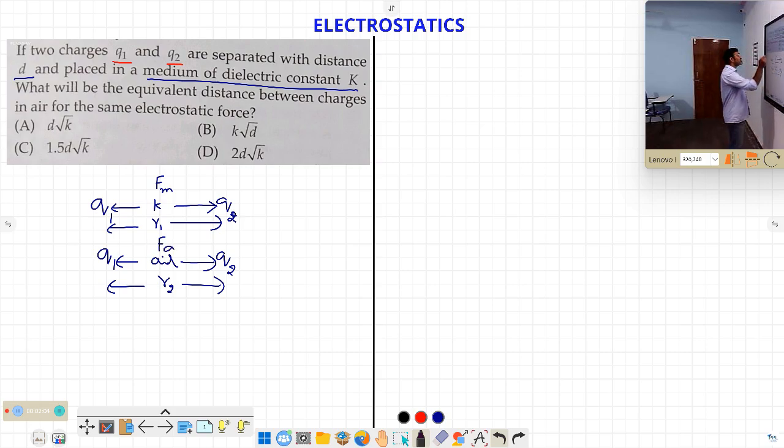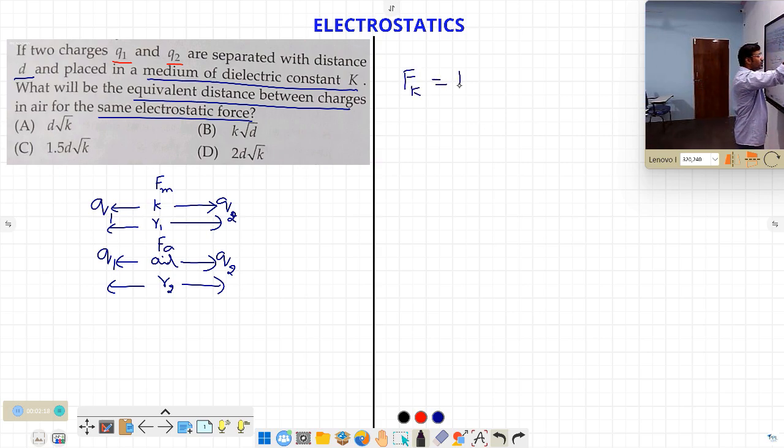The condition is that we have to find the equivalent distance between the charges in air for the same electrostatic force. Same means equal. So I can simply say the electrostatic force between the two charges in the medium is equal to the electrostatic force between the two charges in air. Take the formula: 1 by 4 pi epsilon naught m into Q1 Q2 by the square of the distance between them.